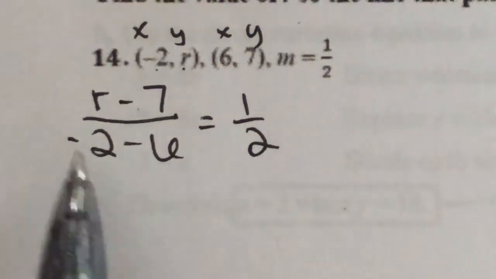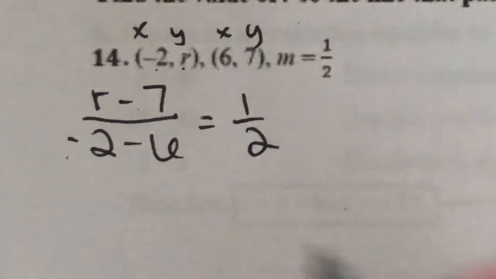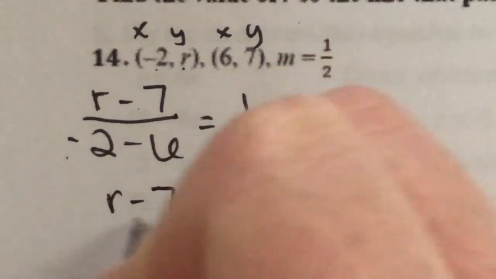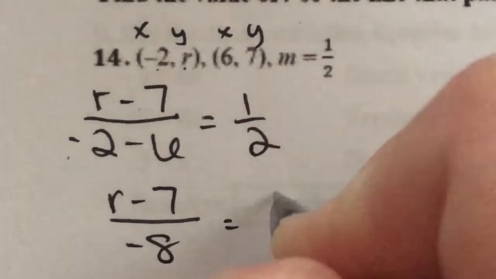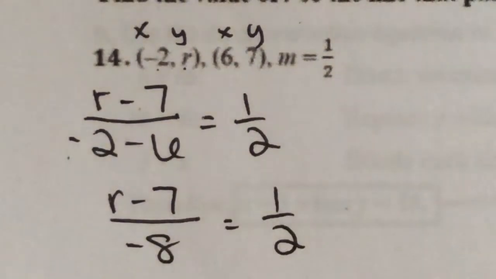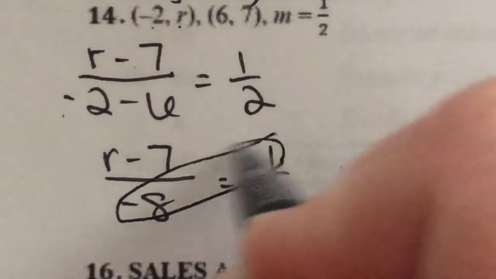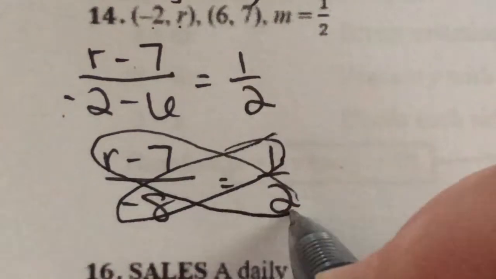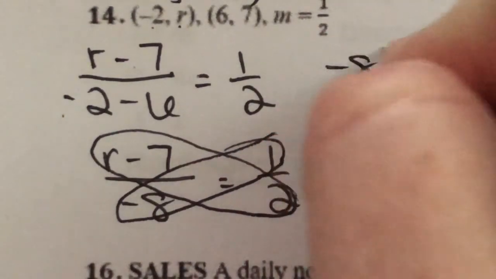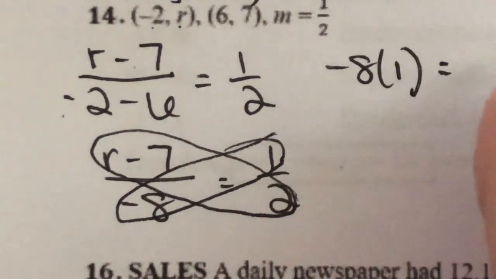I've got two fractions set equal to each other, so I know I can cross multiply them to solve, right? So here, -2 minus 6 is -8. So I'm going to have r minus 7 over -8 equals 1 over 2. Then I'm going to cross multiply both of these. So I'm going to have negative 8 times 1 equals 2 times r minus 7.